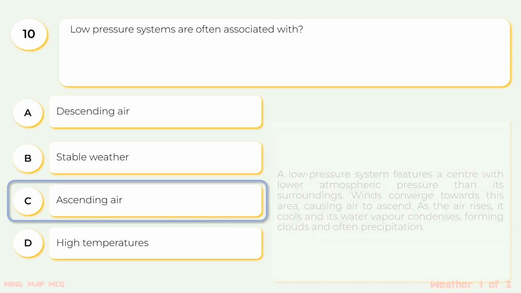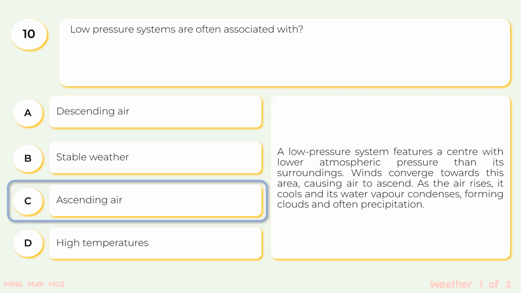Ascending air. A low pressure system features a center with a lower atmospheric pressure than its surroundings. Winds converge towards this area, causing air to ascend. As the air rises, it cools and its water vapor condenses, forming clouds and often precipitation.